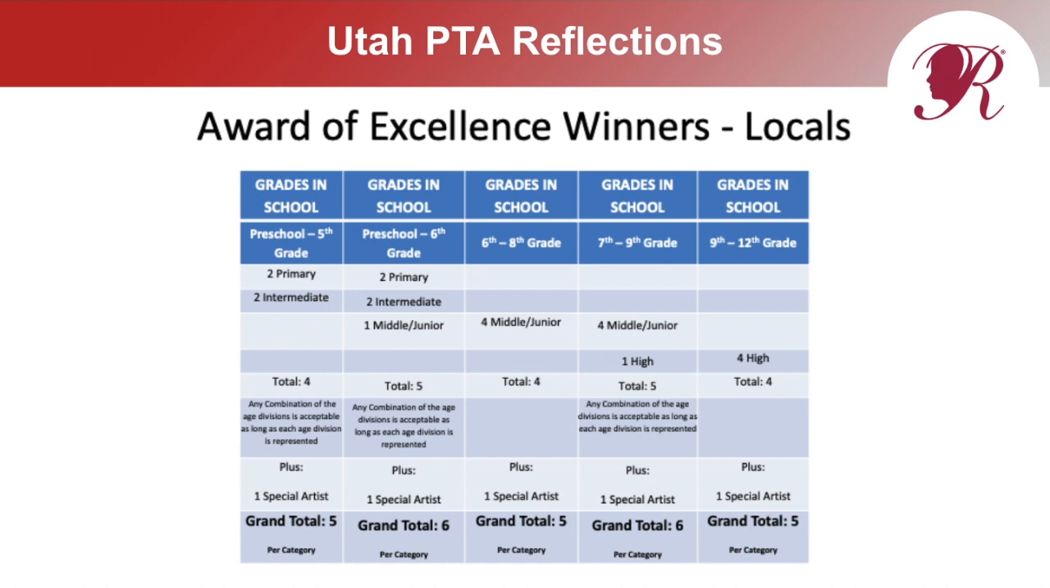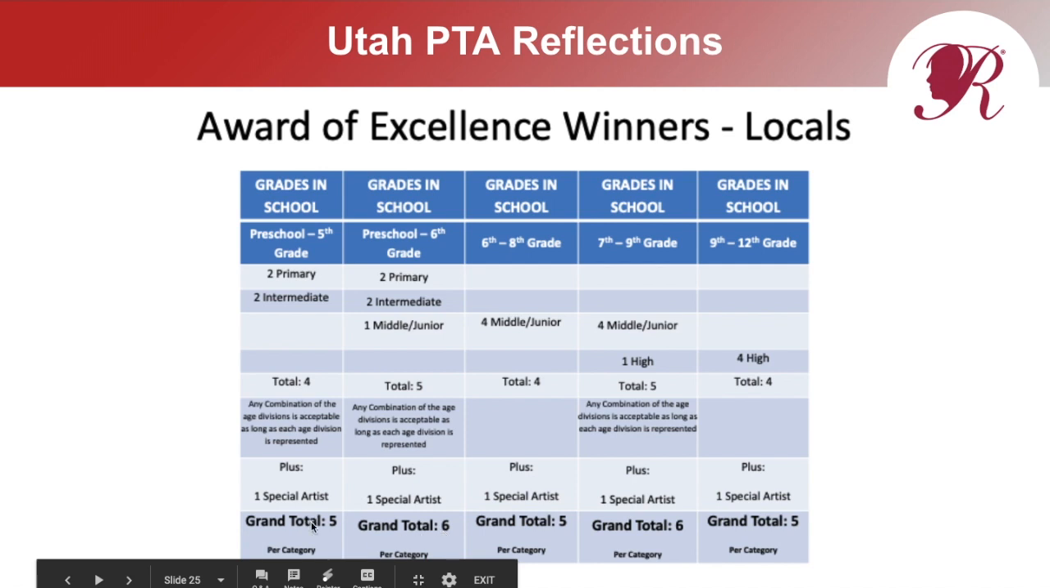The reason why you would send maybe one from primary and 3 from intermediate would be due to having a lot more entries in a division such as intermediate. So you can decide, if you had 3 primary entries and 15 intermediate entries, then you might choose to send 3 intermediate awards of excellence and 1 primary, plus a special artist for a grand total of 5 per category. If you have all 7 categories, you might have as many as 42 awards of excellence to advance. If you have elementary school that includes 6th grade, you also get 1 entry for the middle division for a total of 5, plus your special artist for 6.